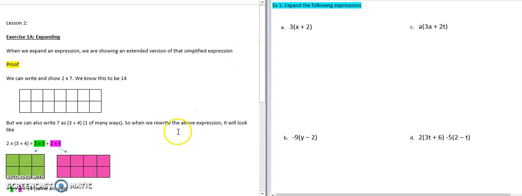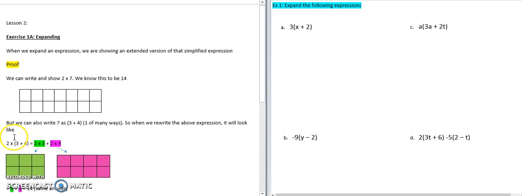Now, another way we can write 2 times 7, and more specifically, another way we can write the number 7, is to write it as 3 plus 4. I can write 7 as 3 plus 4 because we know this is equal to 7. There are many ways of writing 7, but this is just one random way I want to show you. So when we rewrite 2 times 7, I'm going to replace the 7 with 3 plus 4, and it will actually look like 2 times (3 plus 4).